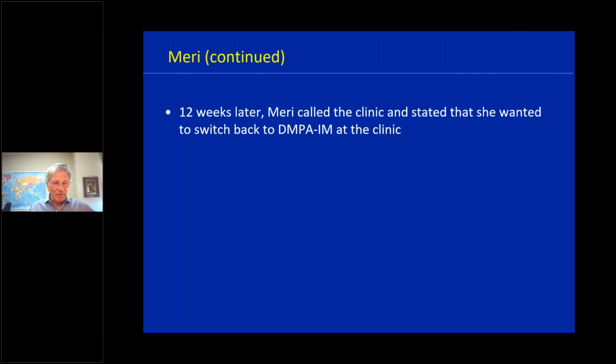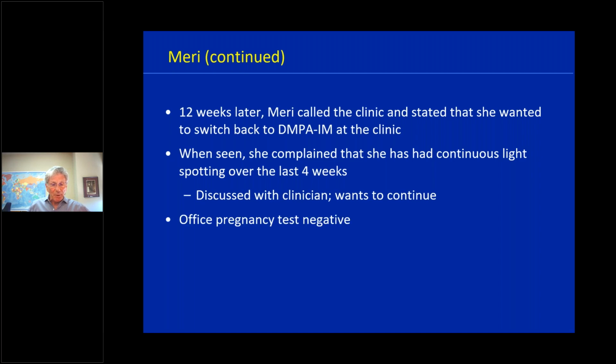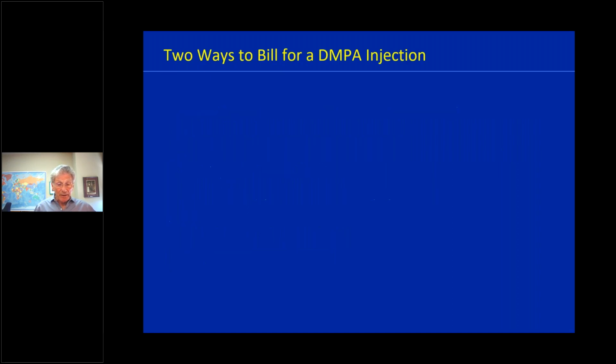So I want to do, in the last slide, just a couple more twists on Mary, and then I'll take your questions. Mary was able to do her self-injection of Depo, but 12 weeks later she called the clinic and said, you know, that was kind of uncomfortable. I wasn't very confident about that. I want to switch back to Depo IM at the clinic. When she was seen, she complained of continuous light spotting over the last 4 weeks. She discussed that with a clinician, but she wants to continue using Depo. She had an office pregnancy test that was negative, and she had a Depo IM injection given by a medical assistant. The total time of that visit was 24 minutes in the clinic, face-to-face.